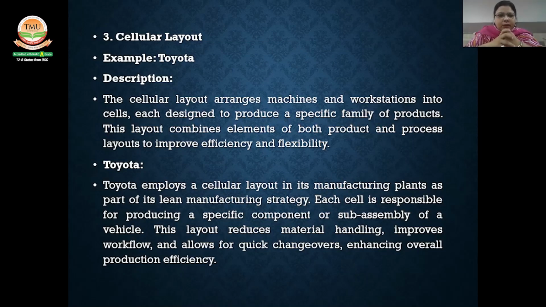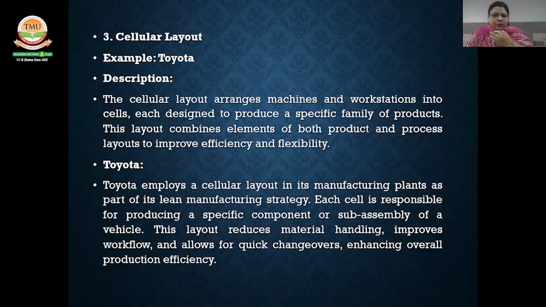The next example is cellular layout. Which company is following this kind of layout? Toyota is following this kind of layout. The cellular layout arranges machines and workstations into cells, each designed to produce a specific family of products. It means in different cells, the product is different. Every cell produces different products, and after that they will assemble them into a finished good to sell in the market.